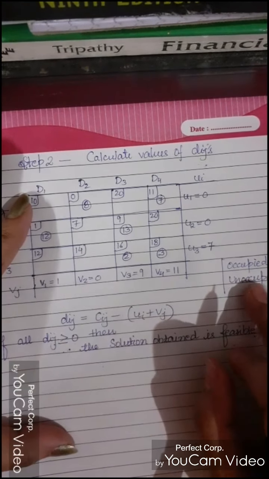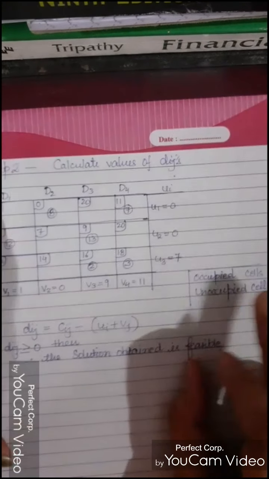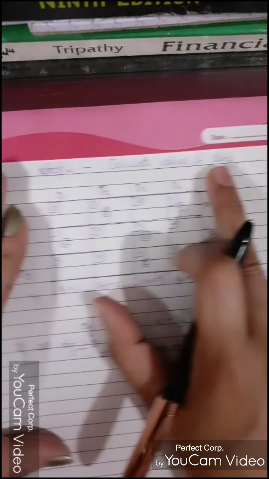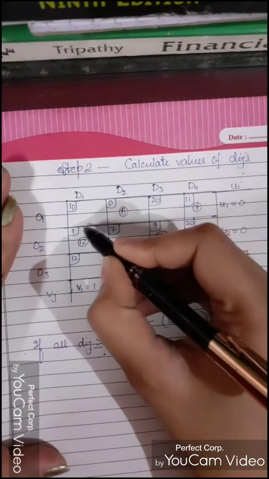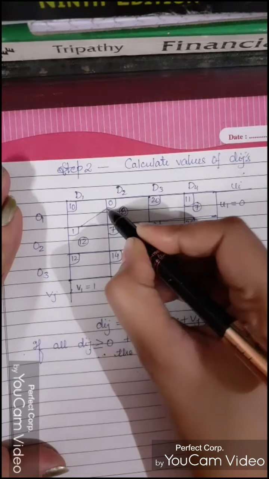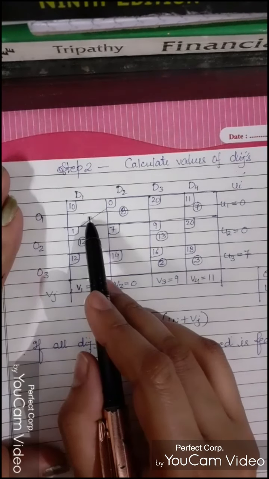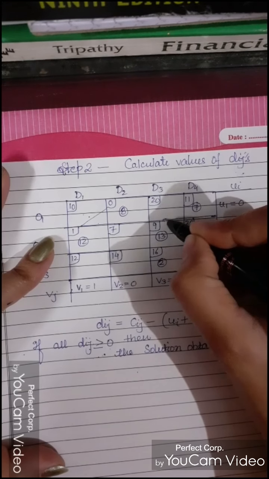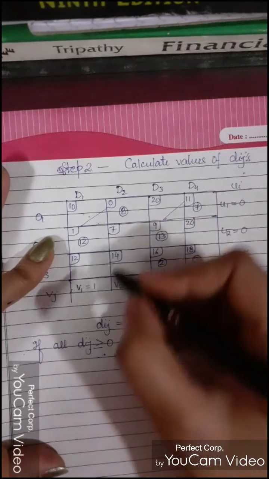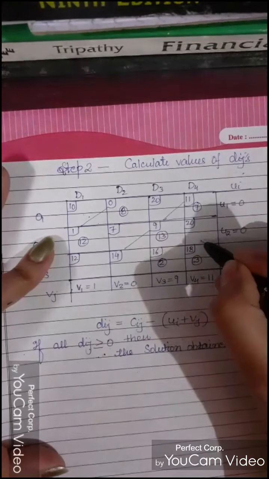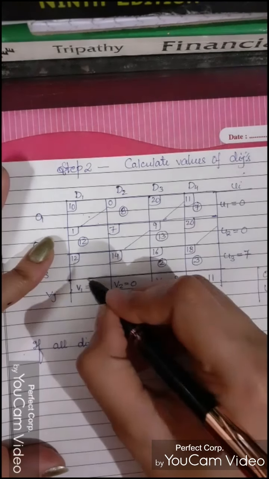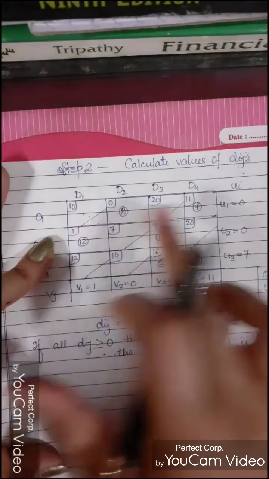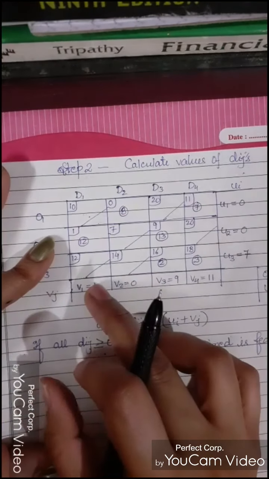For all unoccupied cells, we calculate the value of dij's. So let's start representing that. We represent the value of dij like this. In this cell we are not having any allocation, so we can calculate the value of dij here. We can also calculate the value of dij here. Likewise here. At all these places we can calculate the value of dij's.